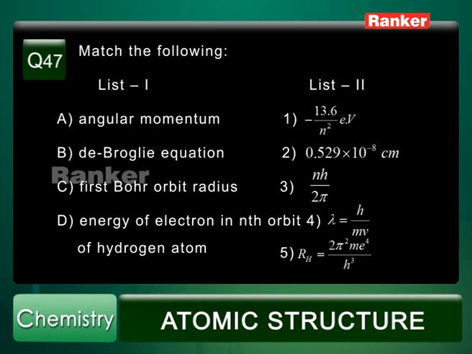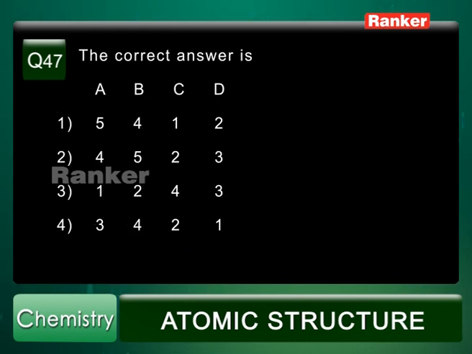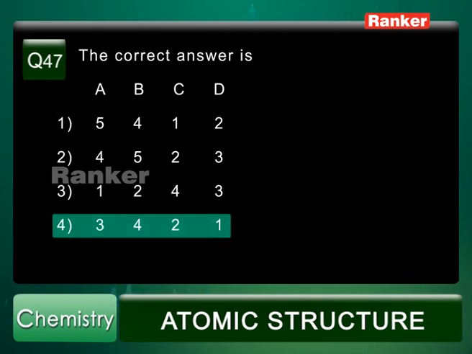And first Bohr orbit is equal to minus 13.6 is the energy, but here it is given radius of the orbit. So radius of the orbit means it must be 0.529 angstroms, that is 0.529 into 10 power minus 8 centimeters. So C must be 2. A3, B4, C2, D energy of electron in the nth orbit, that is minus 13.6 by n square electron volt per atom. So D must be 1. So A3, B4, C2, D1. So the correct answer is option 4.